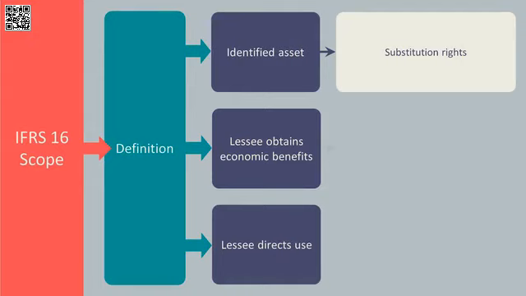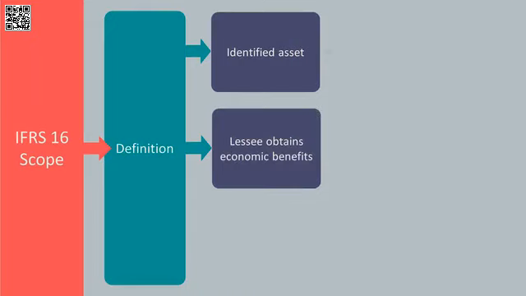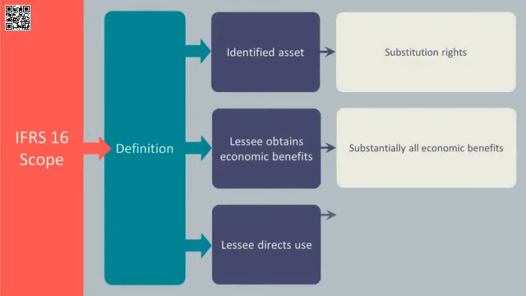But those substitution rights must be practical, and the lessor must have an economic incentive to make the substitution. The second component of the definition is that the lessee has to obtain the economic benefits. And we say here that the lessee has to obtain substantially all of the economic benefits associated with the asset.